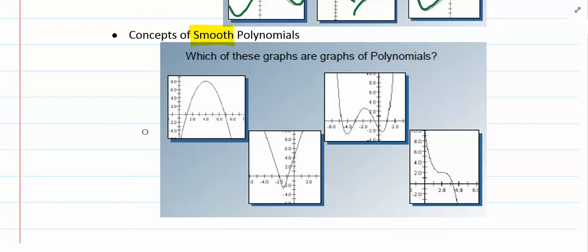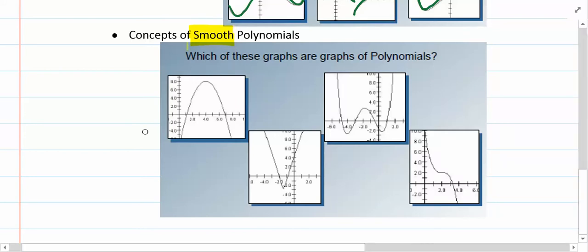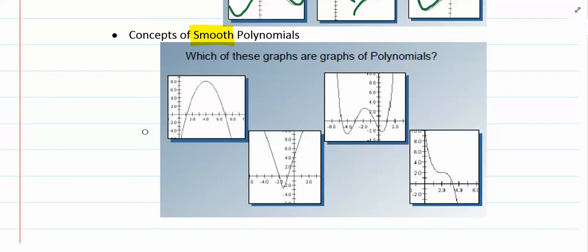So I'd like to pause this video here, and I'm going to ask that you do the same. Try to find the one graph in this group that is not a polynomial. Keep in mind, polynomials must be smooth. So use that to decide which one is not a polynomial.